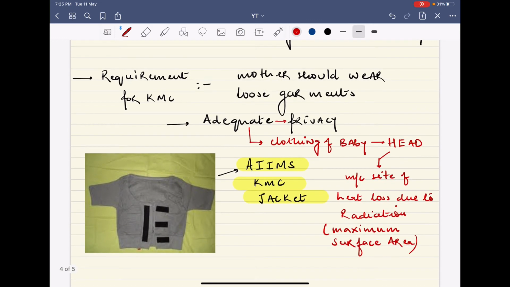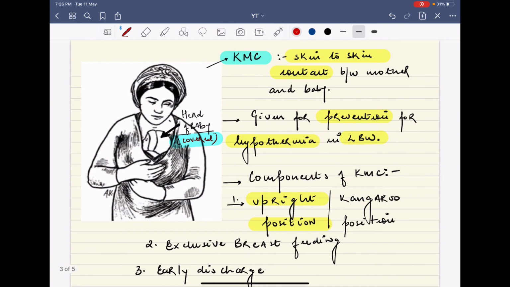Now, what are the requirements for kangaroo mother care? For kangaroo mother care, the mother should wear loose garments. Adequate privacy should be provided and adequate clothing of the baby should be done, because we have to cover the baby so there is no loss of heat. Especially, the most important thing is to cover the head of the baby. See here, I have labeled here that the head of the baby should be specially covered.